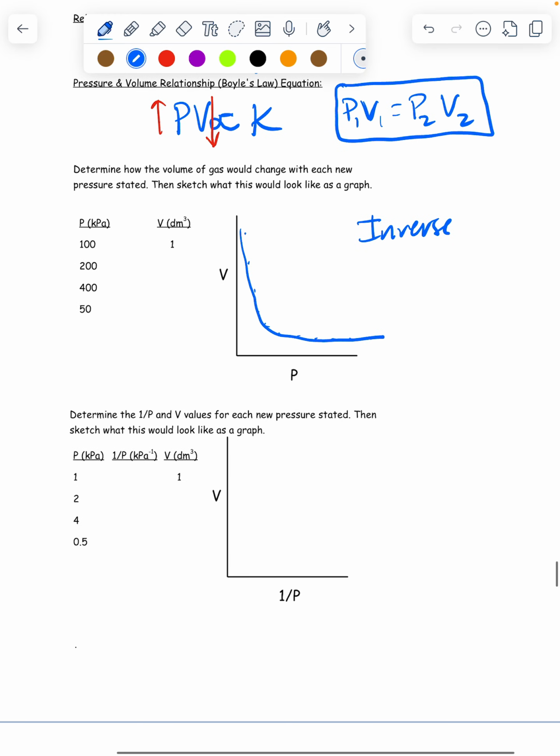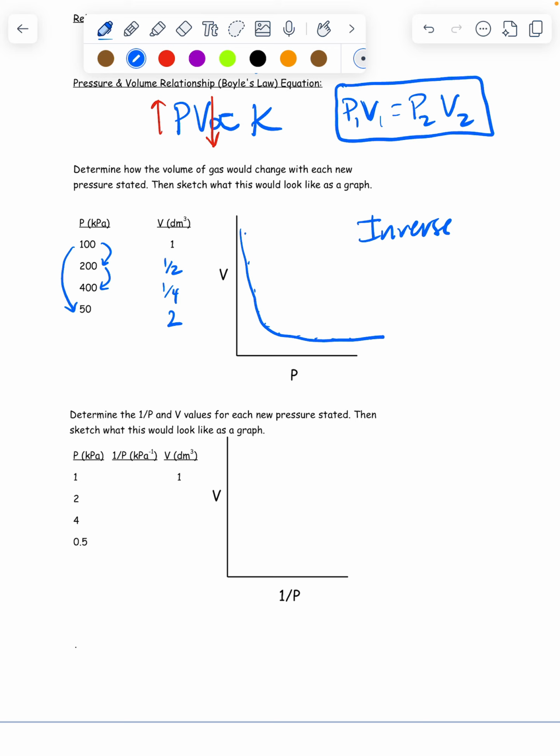You can rework this graph. So before, if the volume was 1 and then we change the pressure to 200, that's doubling the pressure. We should half the volume, half it again. In this one, we halved the pressure, so we should double the volume, and we get that curve.